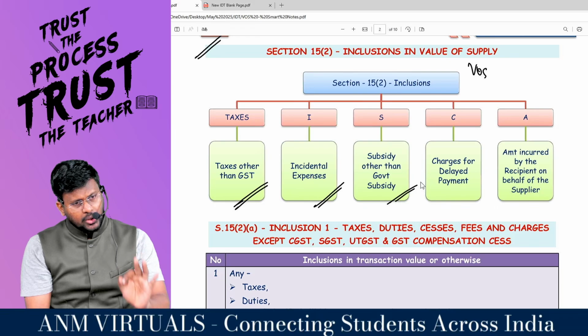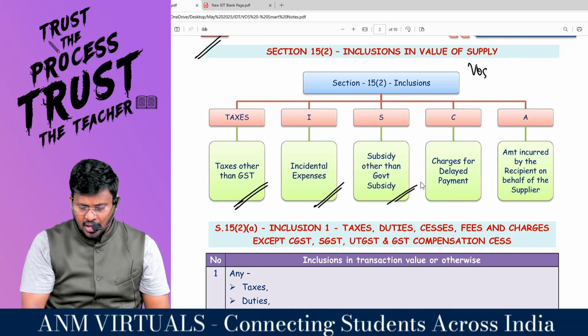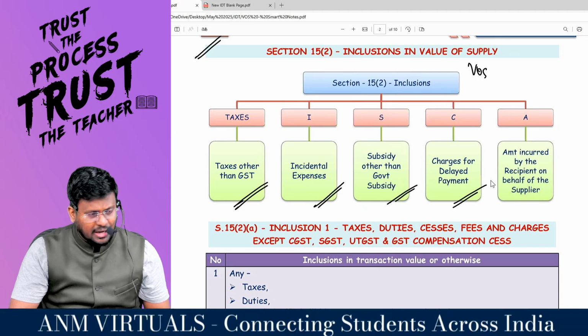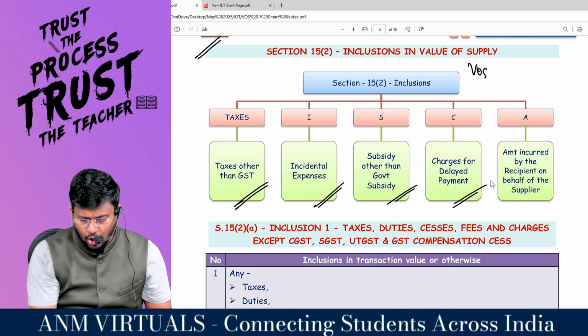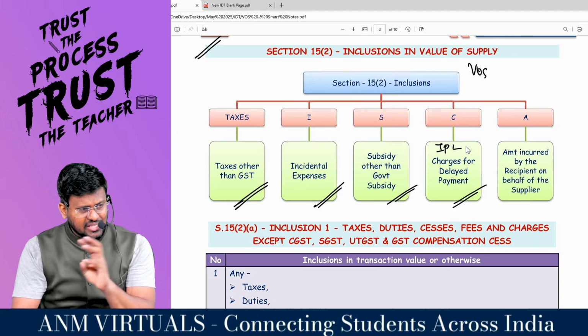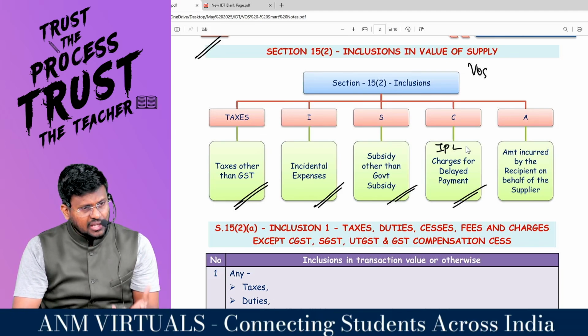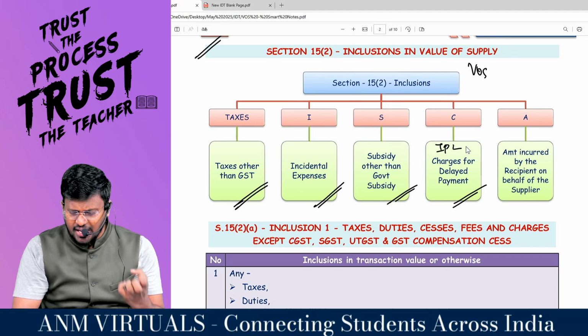So you have to include all the subsidy other than government subsidy, and charges collected for delayed payment of consideration, which is nothing but IPL. I stands for interest, P stands for penalty, and L stands for late. These three things should be included in the value of supply.